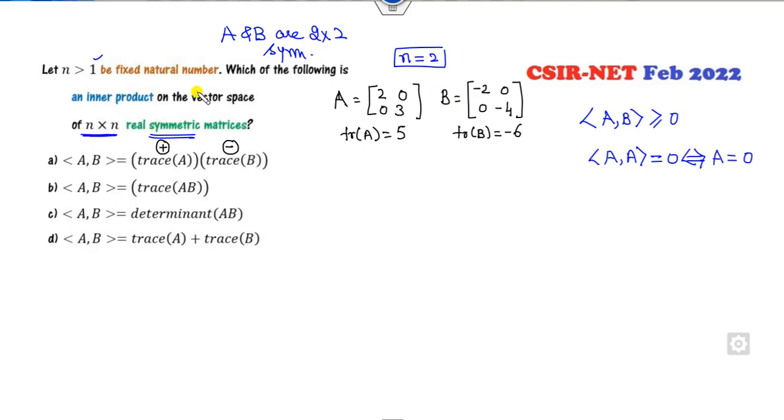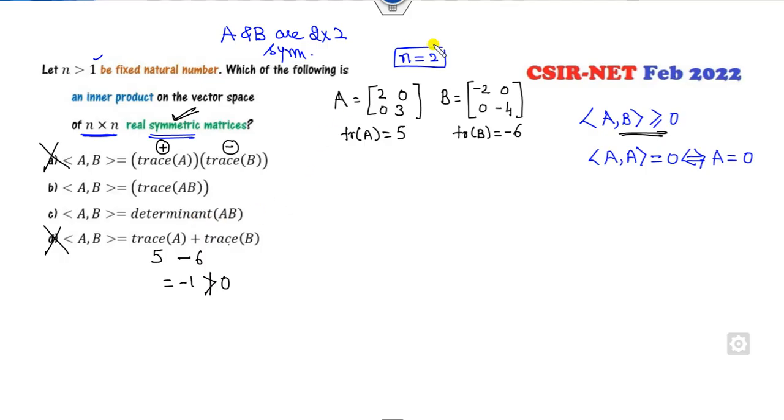Both are symmetric matrices. This property is satisfied, but this property is not satisfied. It means this option is cancelled. Similarly, you can see the trace of A in this case is 5, and the trace of B is minus 6. So it is again not greater than 0. So this option is also cancelled out.